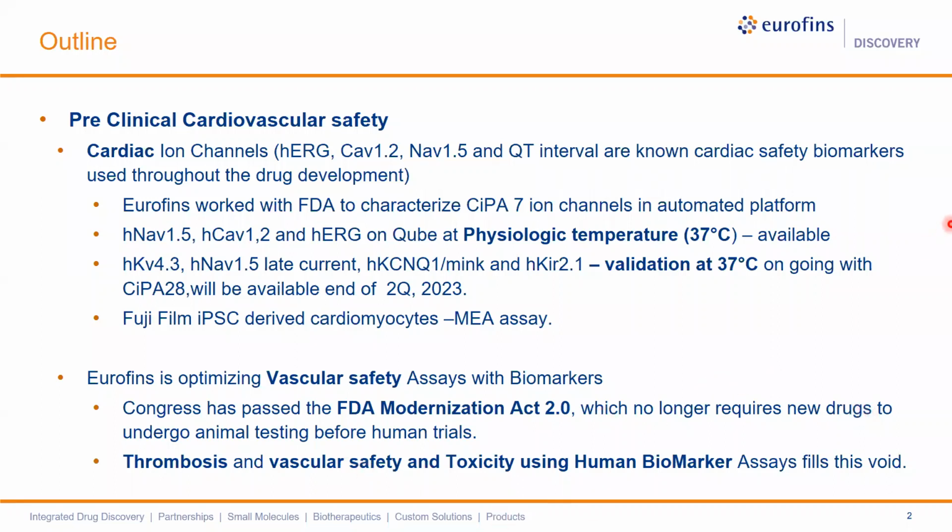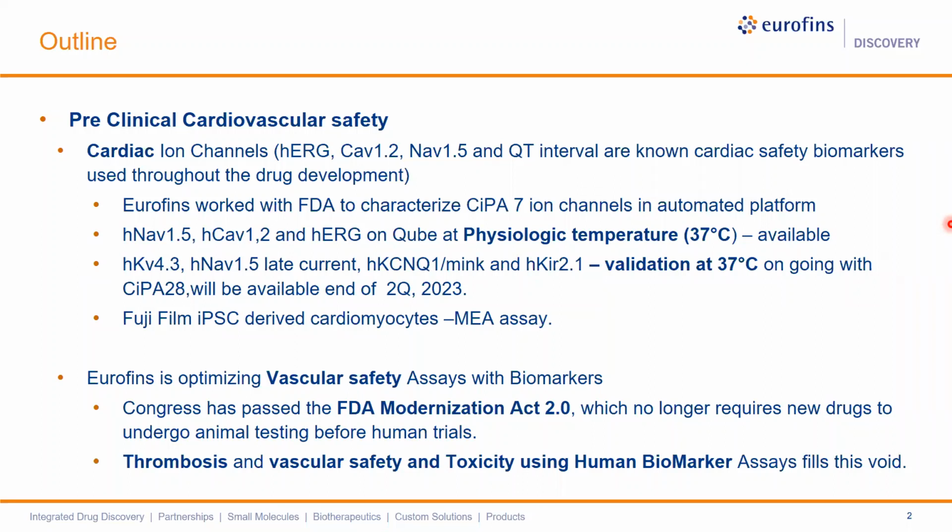And so the outline for my talk is preclinical cardiovascular safety, which is the main topic, but I'm going to divide that into two. Cardiac, which is mainly focused on cardiac ion channels, and then the vascular safety. So in the cardiac ion channels, we have the CiPA 7.